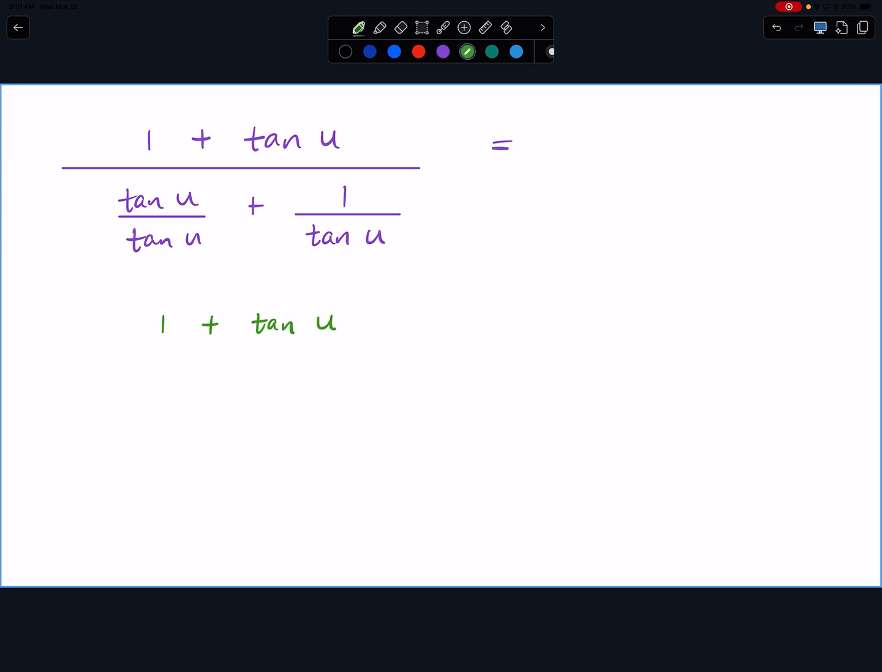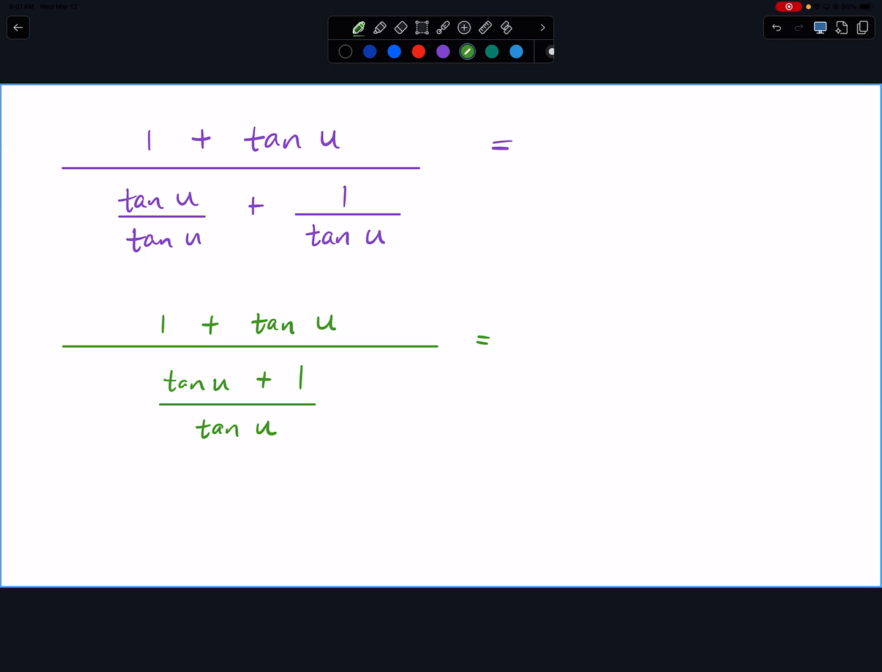tangent of u. Do you guys see how I made the fraction bar between the top and bottom a lot bigger? I encourage you guys to do that too, so that way you don't get lost in your steps either. So big fraction bar. And then you have tangent of u plus 1 over tangent of u. Okay. Do you guys see how this is a fraction on the bottom? How could I make the top a fraction? Put it over 1.